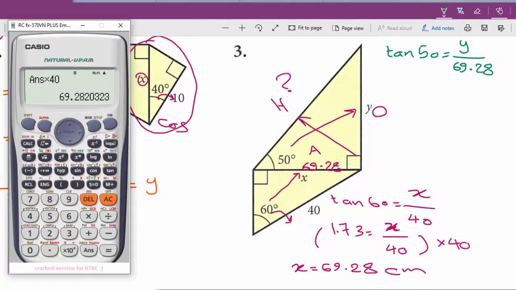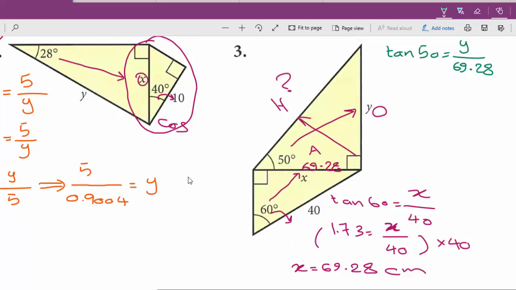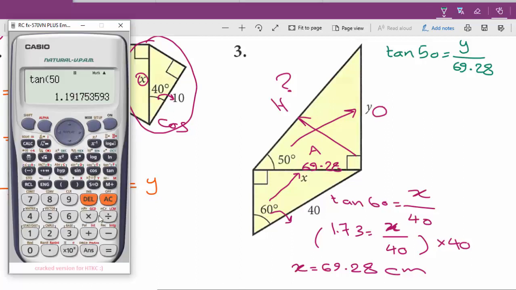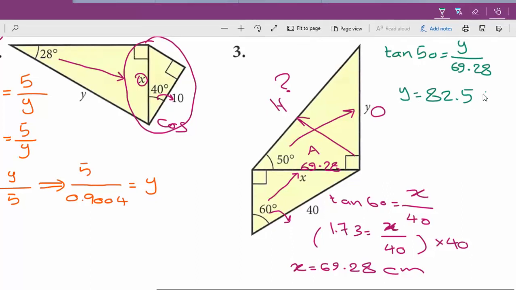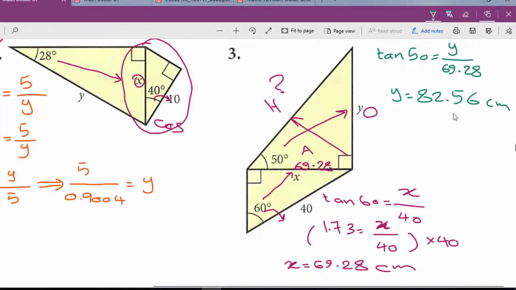Now tan of 50 is 1.191. To get rid of this 69.28, this number should be multiplied by 69.28. So it is equal to 82.56. It means y is 82.56 centimeters long. Y is 82.56 centimeters.